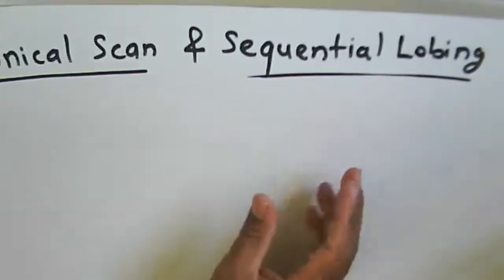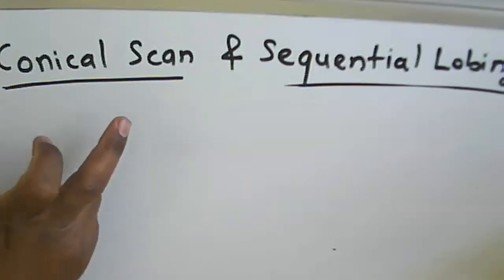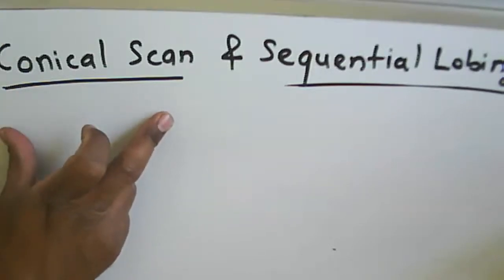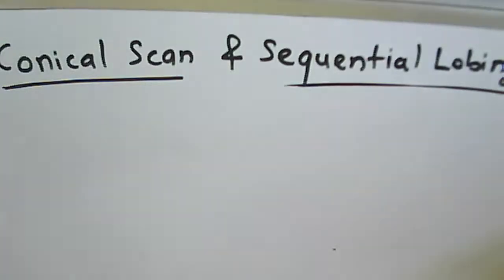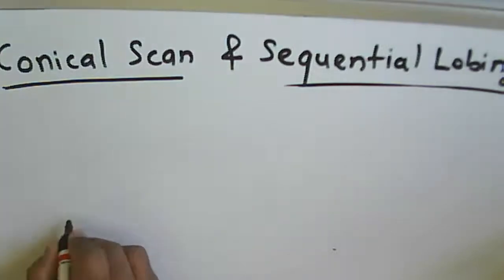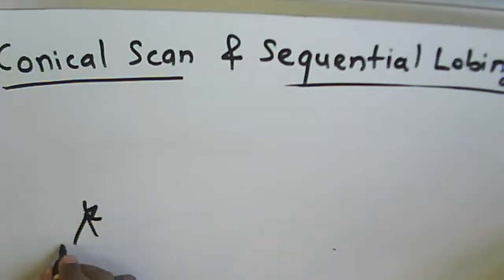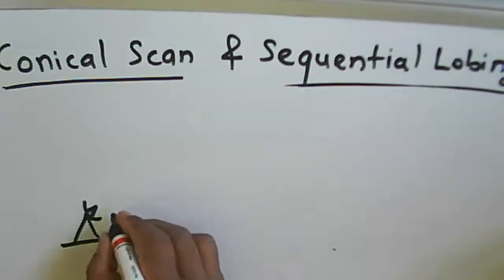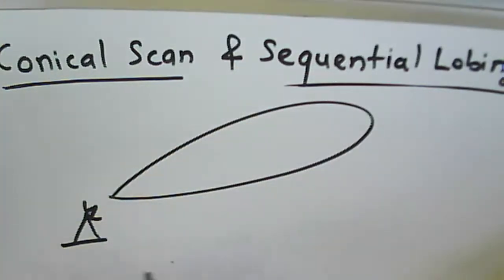So now we will go here, instead of sequential lobing. Instead of sending the pulse based on time sharing, we send a signal through the concept of conical scanning. So the concept of conical scanning: your signal is sent by the radar here. This one is the radar, and here we are getting the lobe. This is the radiation pattern of an antenna.